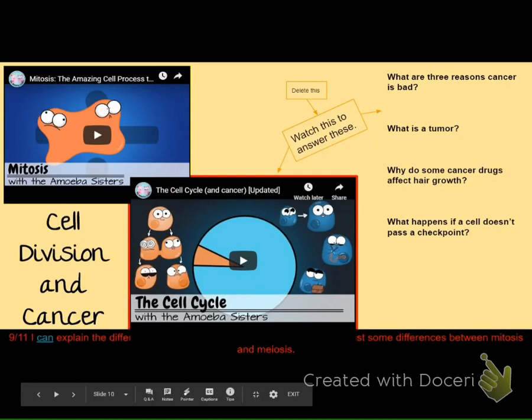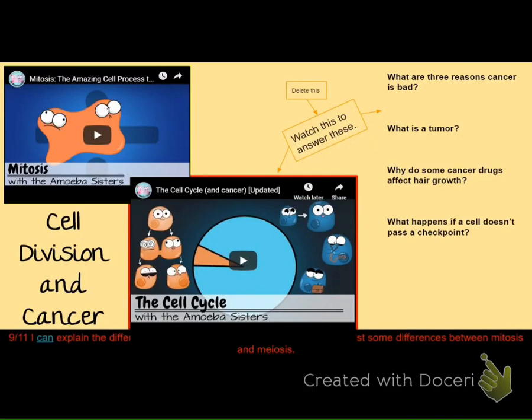All right, so quick review. After watching the large one there, the cell cycle about the cancer, a couple of things. So cancer is uncontrolled what? Cell growth. Uncontrolled growth of cells, or uncontrolled mitosis of cells. You can think about it that way.